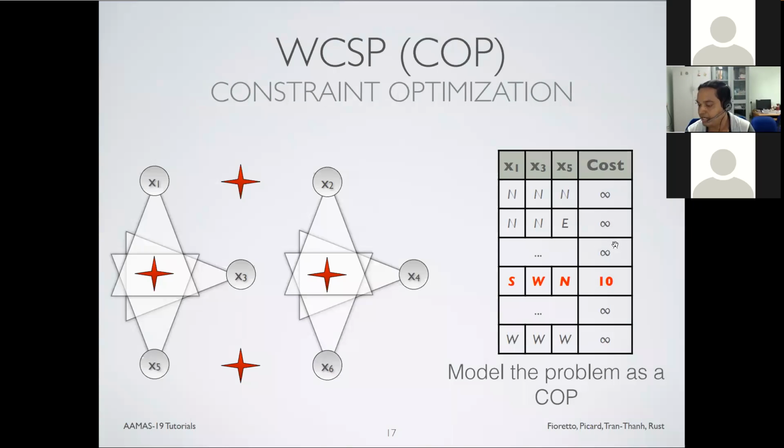Infinite. Why is it infinite? Because for this particular assignment, north, the target will not be covered. So it is an infinite value. North, east, this side, again the target will not be covered. It is an infinite value in this way. But for this particular value, X1 is south, X3 is west, X5 is north, that gives a value 10. We are putting a valid assignment as 10.